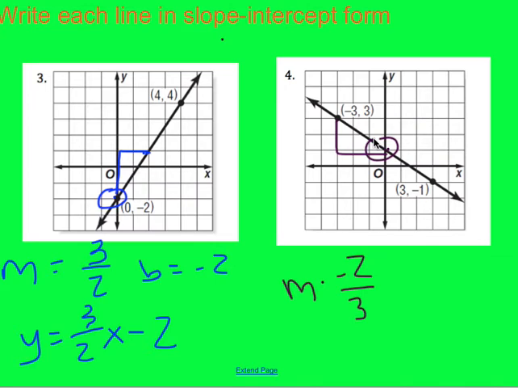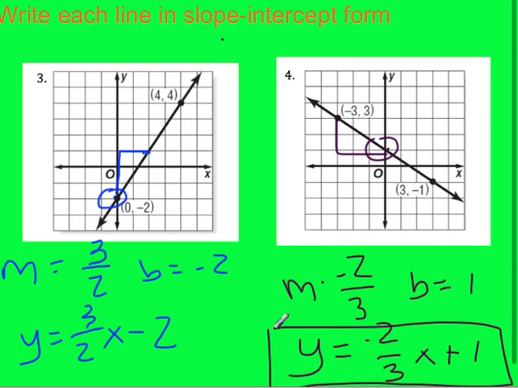Now I want to figure out where I'm crossing the y-axis. On this one, it doesn't give us a specific point, so I'm going to count up from the origin. The origin is right here, and I see that I'm going up 1. So my y-intercept is 1. Now we can put this into slope-intercept form. I'm going to put my slope here, and then I'm going to put my intercept. And that's my final answer for number 4.